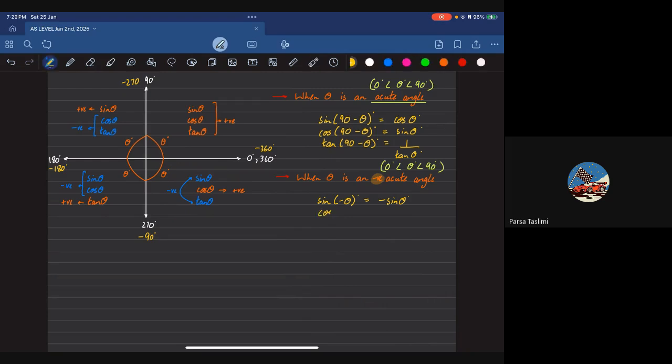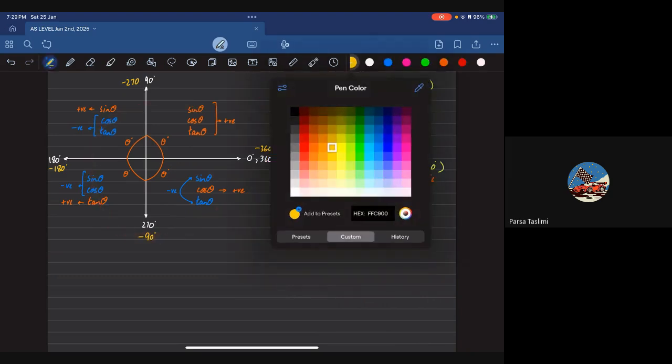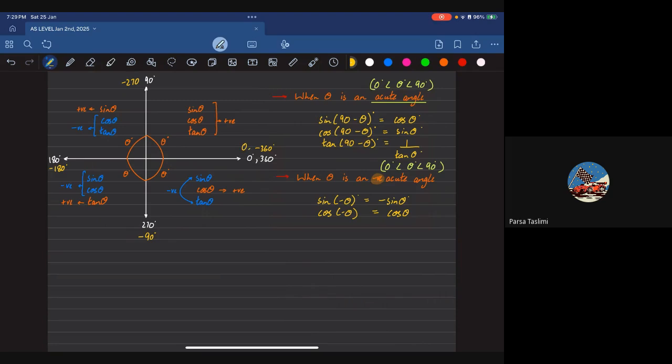Also, all the others will be the same. For example, cos of negative theta is going to turn into cos theta. That is why I wrote the opposite as well, so that you know how we get the anti-clockwise movement. This is something that you can figure out as well. Wait, let me give you an example other than this.